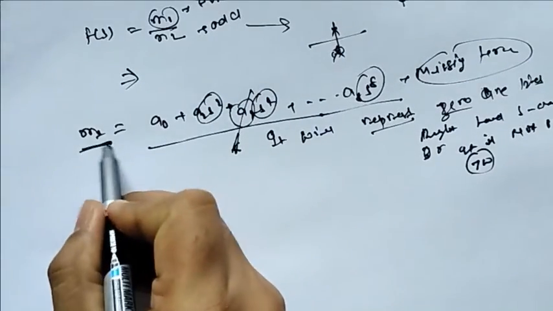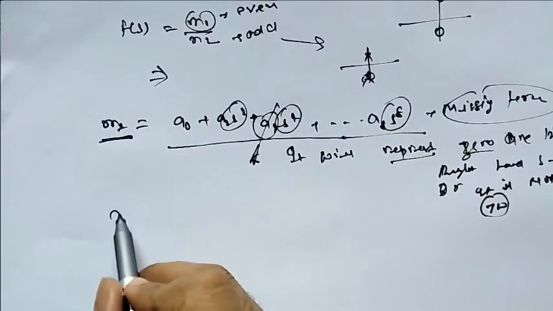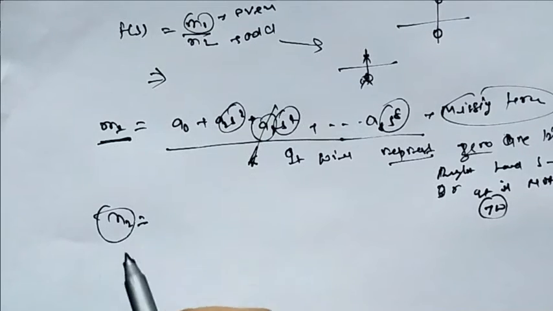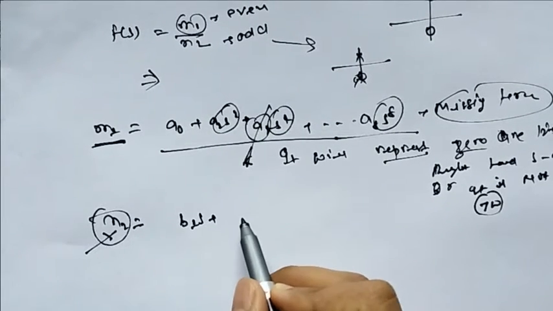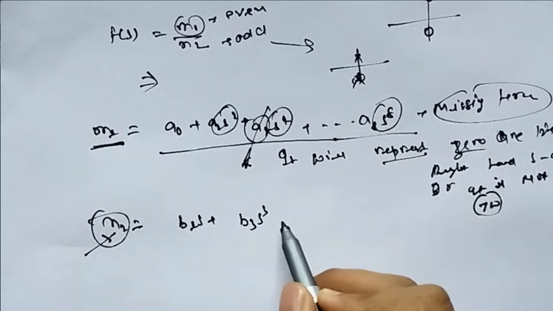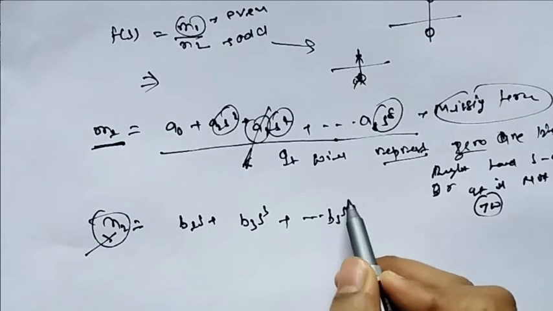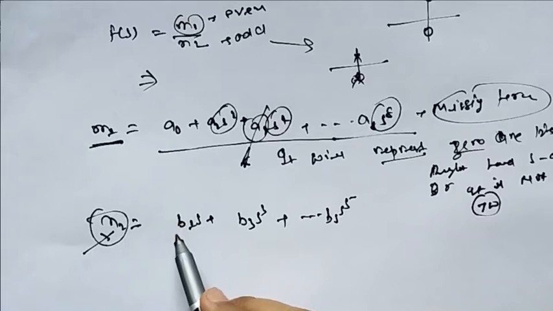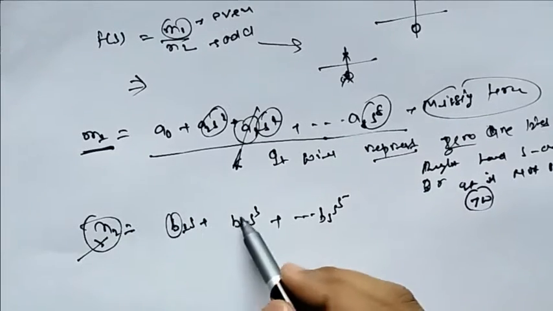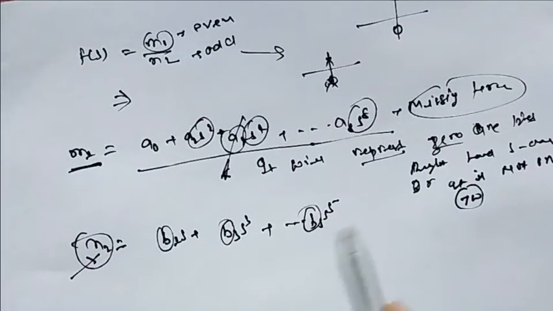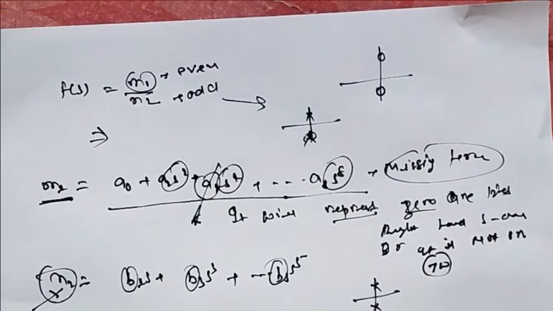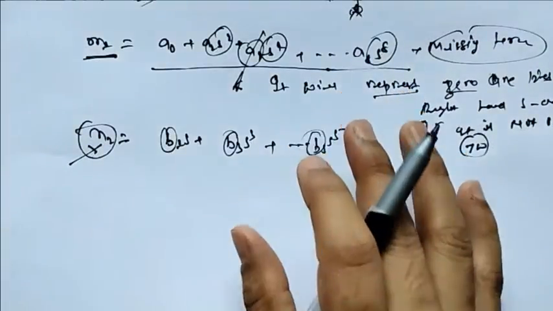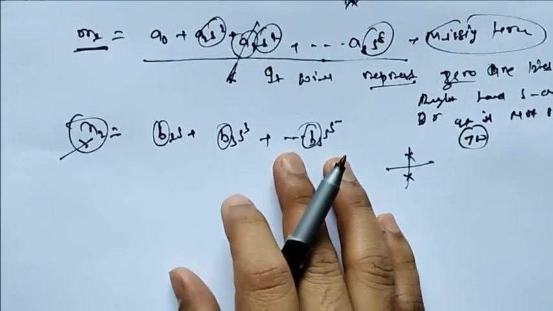So M1 will be this kind, and N2 is your odd polynomial, and it will be of b1 s, b3 s cube, and b5 s5. So this is your odd polynomial. Here also no term should be missing. If it is missing, then you consider that the poles are not lying on the j omega axis. That can be shown by a simple example also.